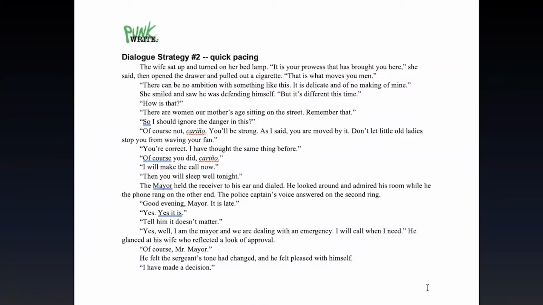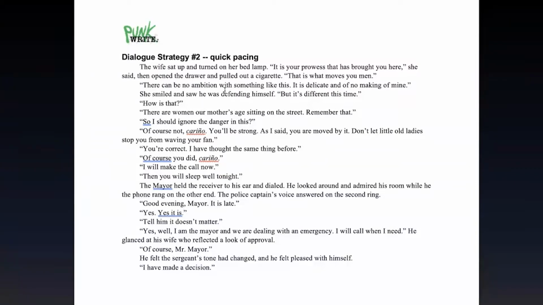The second strategy is what I call quick pacing. And you would use this when either you have a very clear idea of the two characters who are speaking, or you have maybe a group of characters who are having this conversation. And if you put in taglines of those characters, then you're just going to lose a sense of the flow of the writing.